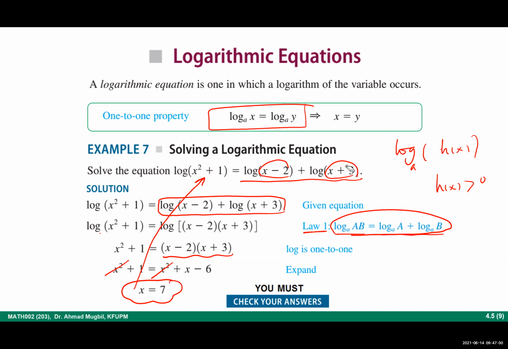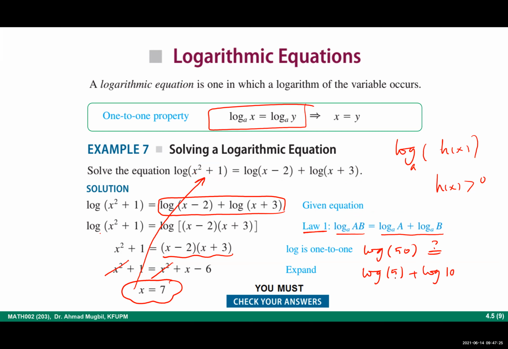This is good. But what you need to do more, you need to check that the left-hand side, which is log, when x is 7, what do we have here? 49 plus 1, which is 50. This is the left-hand side. Is it equal to the right-hand side? If you put x equals 7 here, what will you have? Log of 7 minus 2, which is 5, plus log of 7 plus 3, which is 10. What is log 5 plus log 10? It is log of 5 times 10, which is 50. So this is equal to this. So it is correct. But most importantly, is the argument positive or negative? Is the base, of course, also positive or negative?